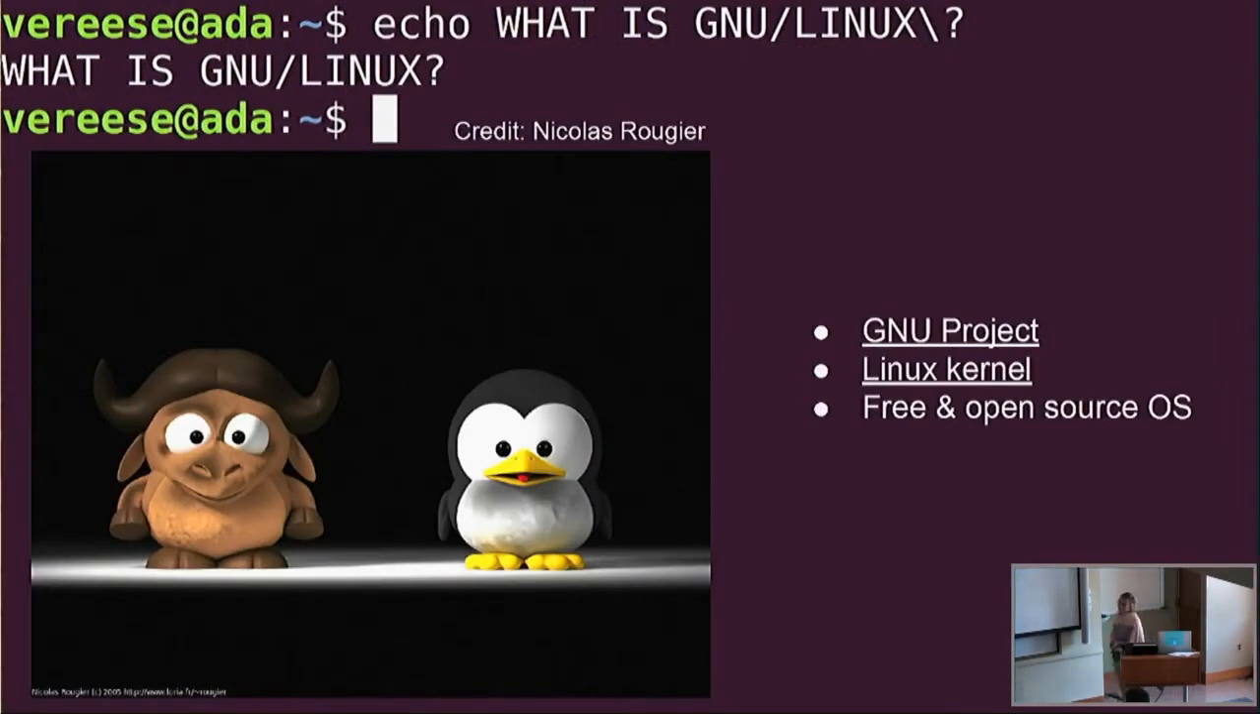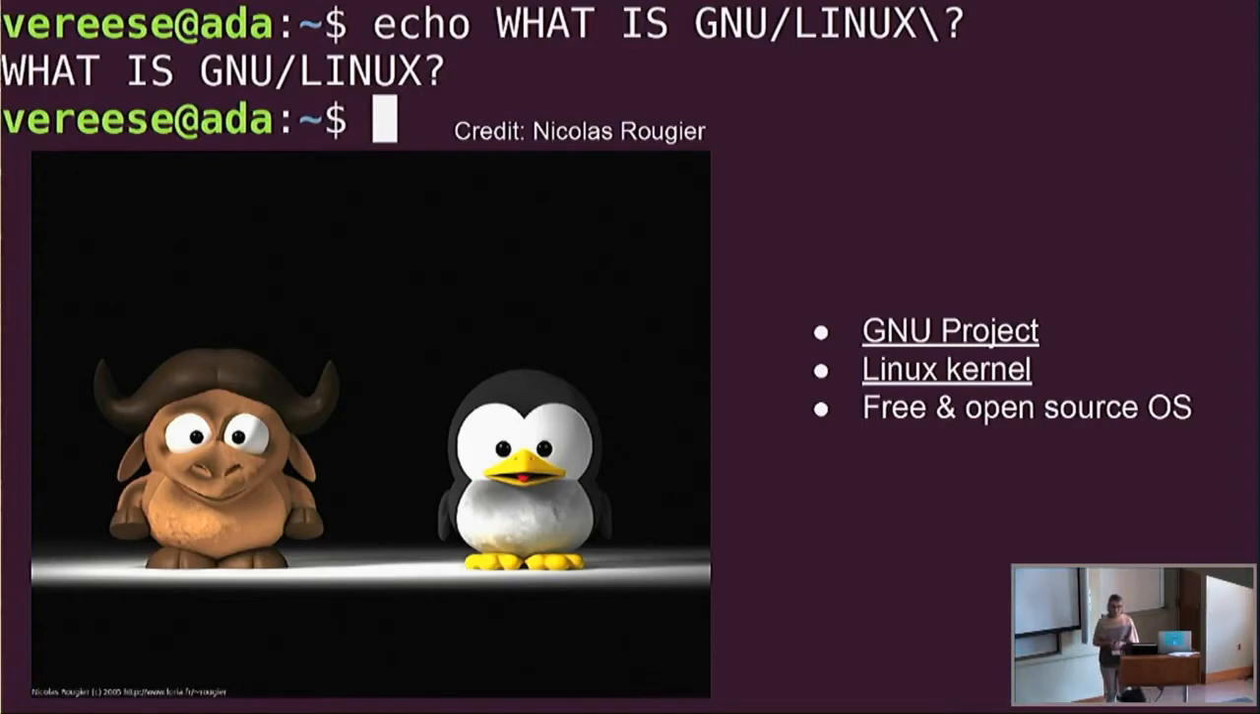Okay, so what is GNU Linux? GNU Linux is a free and open source operating system. And I won't go too much into the history, but GNU and Linux actually started out as two separate projects. GNU started in the early 1980s, and it is a recursive acronym for GNU is not Unix. Linux started in the early 1990s, and it is a separate project from the GNU project. Then some smart people figured out that they could put these two together to form a free and open source operating system. And that is where the GNU Linux operating system comes from.